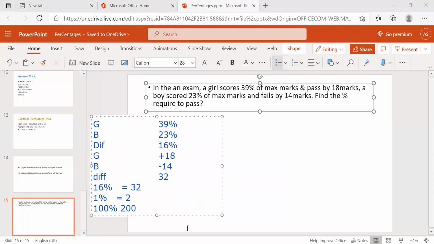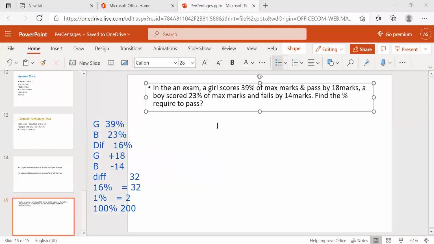Just wait, guys. Okay, from this we'll find how many marks are required to pass. How are we going to find that out? So 39% of 200. What did girls score here? 39%, right?